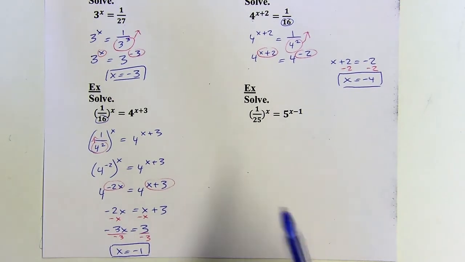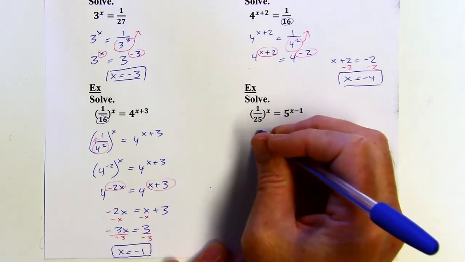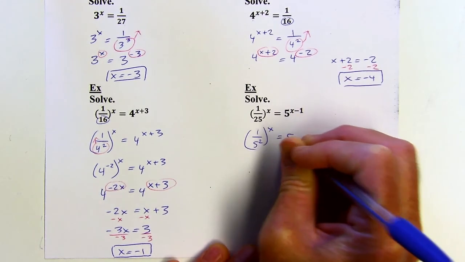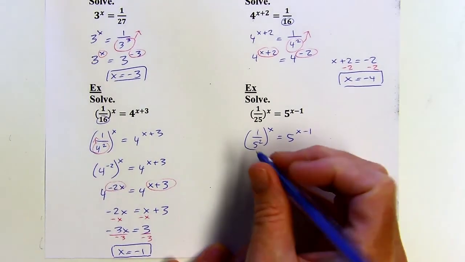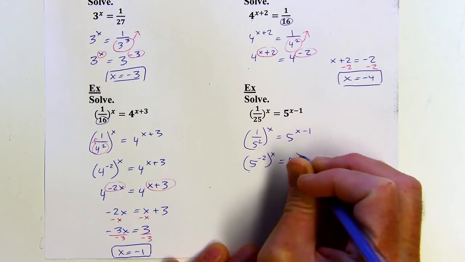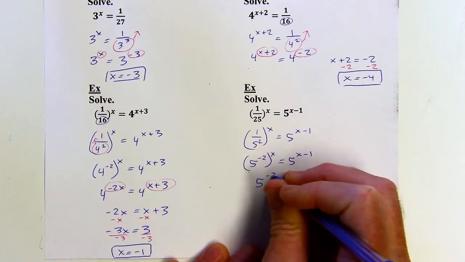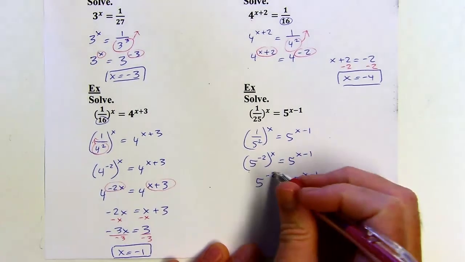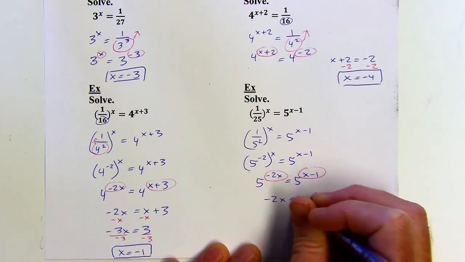All right, let's try one more here. So I've got 5 as a base here. Well, the 25 I can write as 5 squared. So 1 over 5 squared, all raised to the x, equals 5 to the x minus 1. And then I can rewrite this as 5 to the -2nd. Okay. Then I'm going to multiply the exponents together here. And now I'm ready to set the exponents equal to each other. So -2x equals x minus 1.